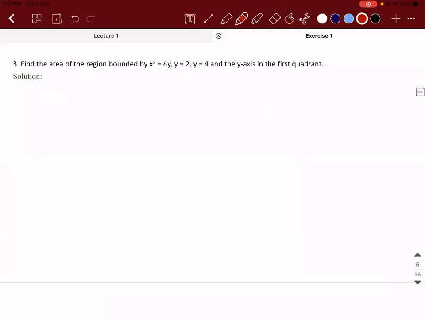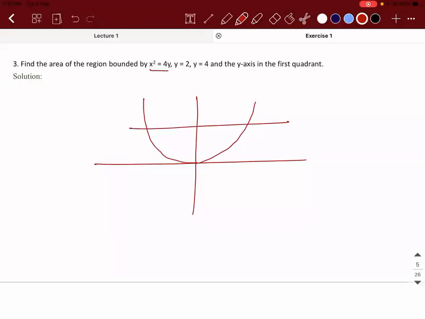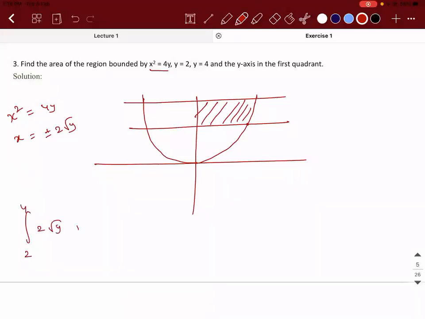Okay. Similarly, we need to find the area bounded by the region x square is equal to 4y, y is equal to 2 and y is equal to 4 along with the y-axis in the first quadrant. So x square is equal to 4y is an upward parabola. Y is equal to 2, y is equal to 4. It is taken like this. And the y-axis in the first quadrant. So x square is equal to 4y means x is equal to plus or minus 2 root of y. So the area that we need to find is integral of 2 to 4, 2 root of y dy.